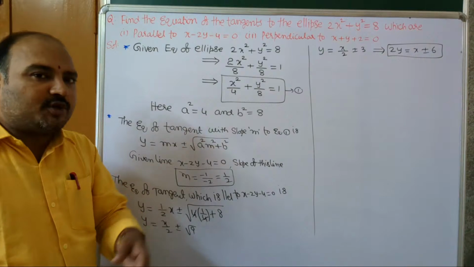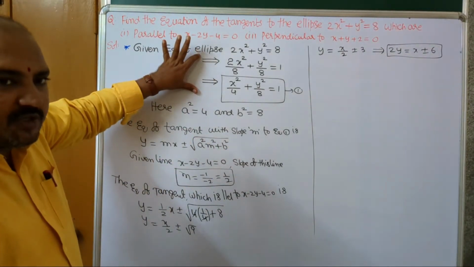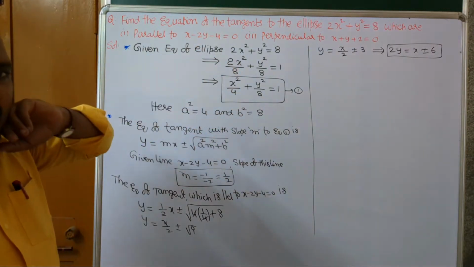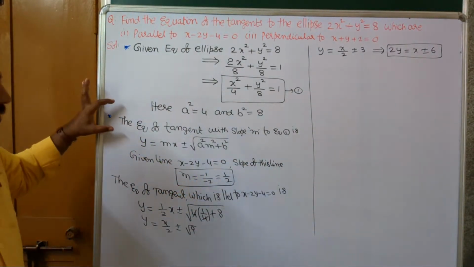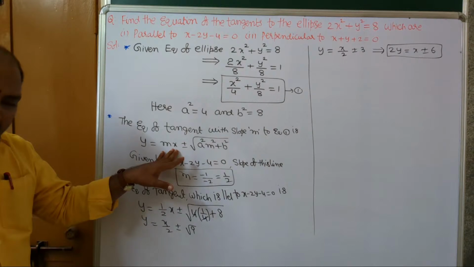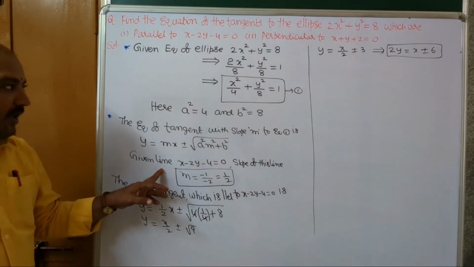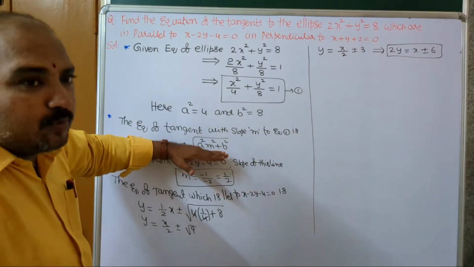See how they are going to distribute the marks. First, write the given equation of ellipse in the standard form, x square by a square plus y square by b square equal to 1, whether a is greater than b or less than b. Also write the equation of tangent with slope m. Till there you will get 2 marks, dear students.